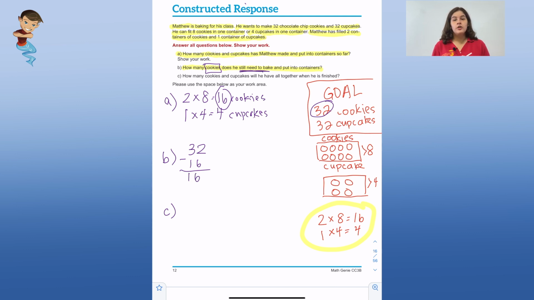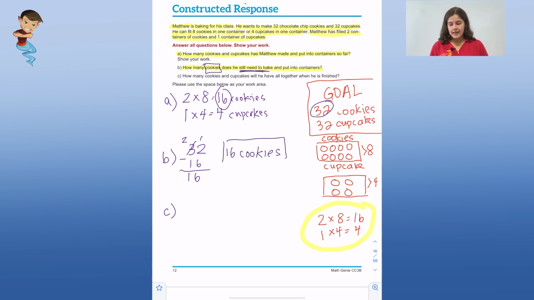Once again, this is going to require your child to understand how to regroup. If they have forgotten, you could take a look at our regrouping video. Here, your child needs to borrow from their 3 to get 2, and then carry the 1. 12 minus 6 is 6. Then they need to do 2 minus 1 is equal to 1. We still need 16 cookies.